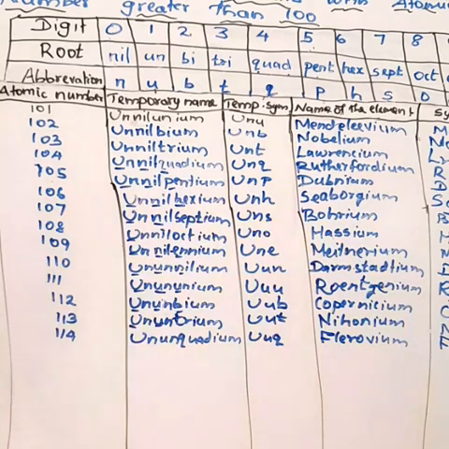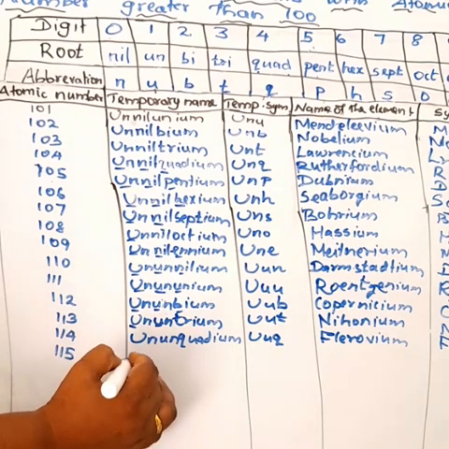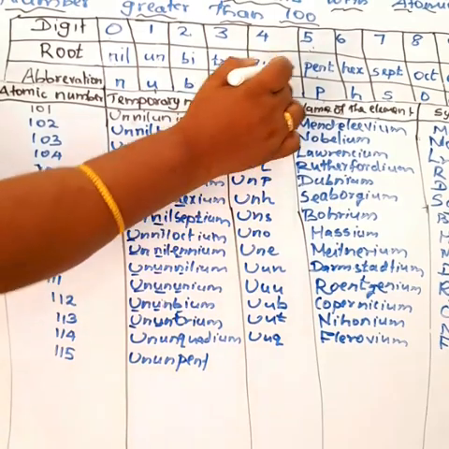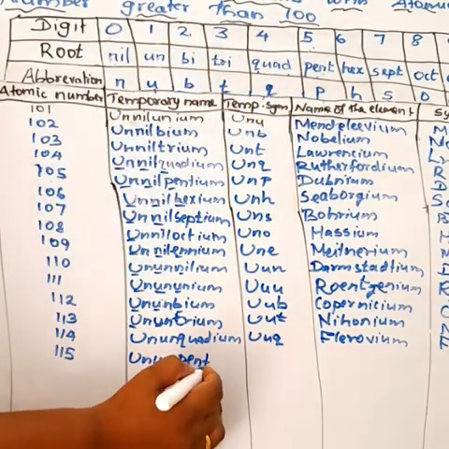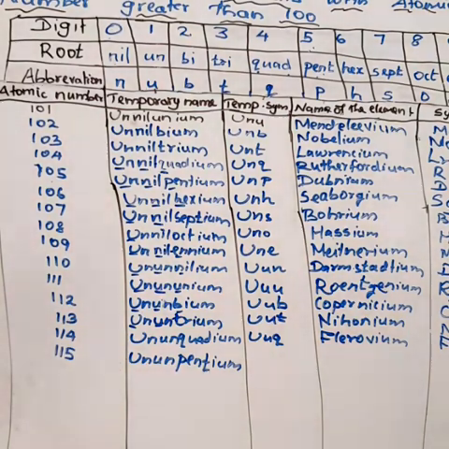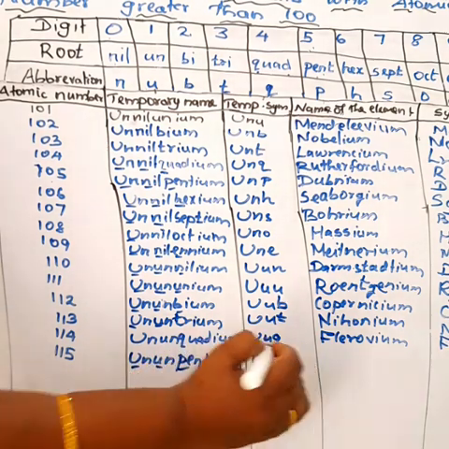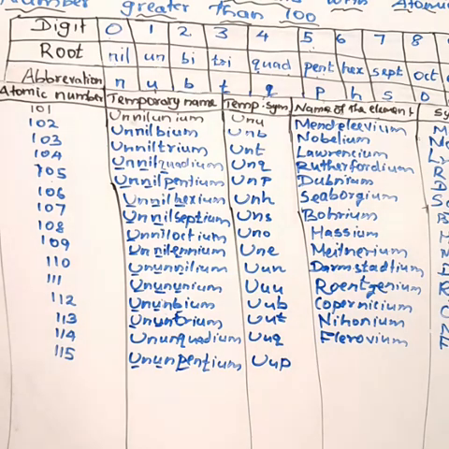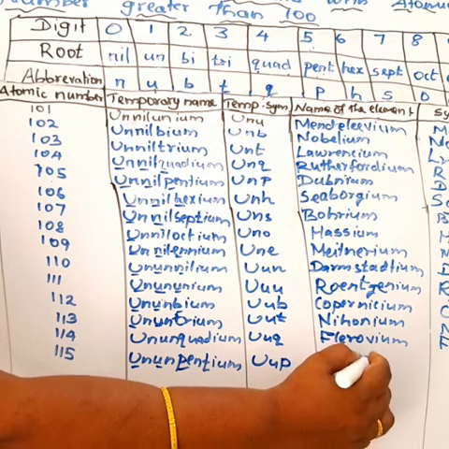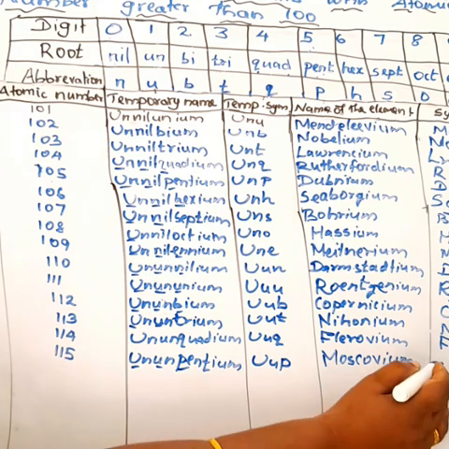Okay, Fl. And 115 temporary name: un for one, again un for one, and 5 means what is the root word? Pent. And ium is the suffix. Temporary symbol: u for un, again u for un, and p for pent. Okay, what is the name of the element? 115 moscovium. Here symbol Mc.